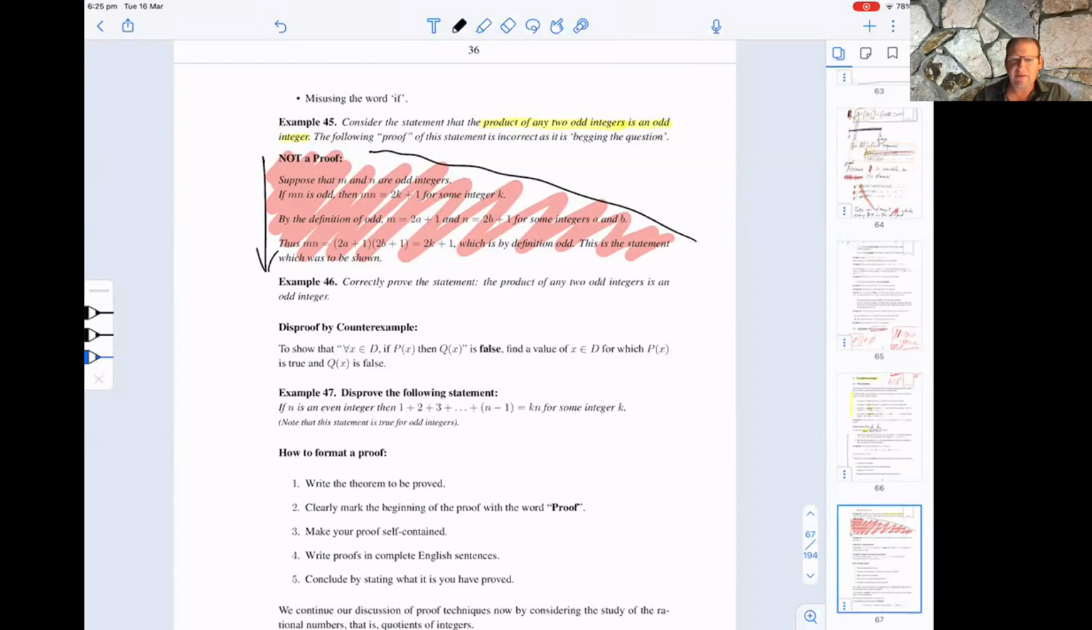So does somebody have a way of seeing that? Two odds: 3 times 5 is 15, or 7 times 3 is 21. You can't multiply two odds and get an even, so you get an odd. Why is that?